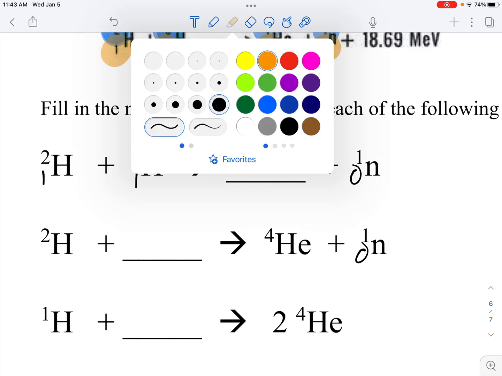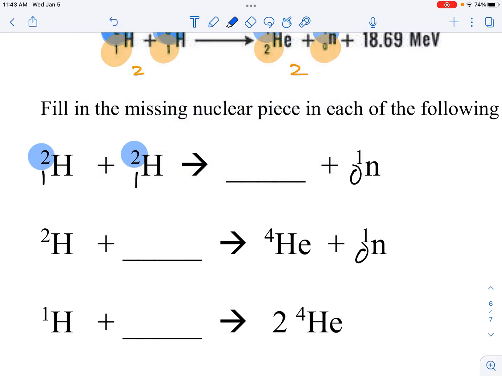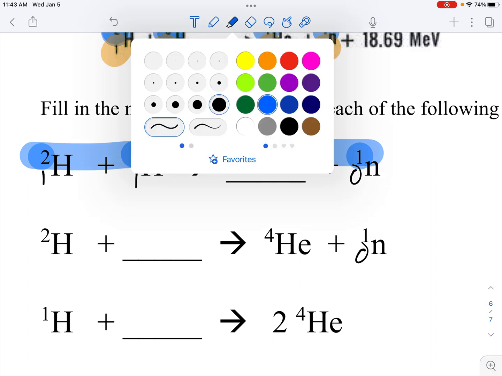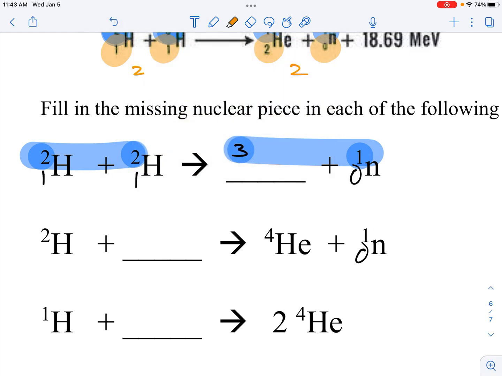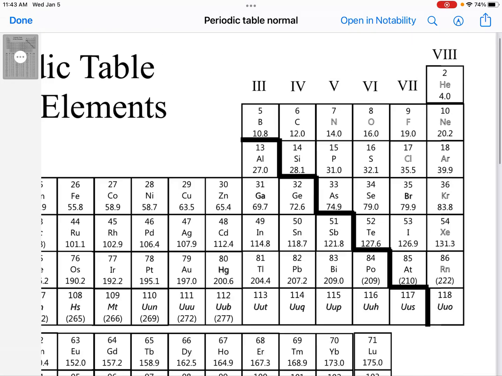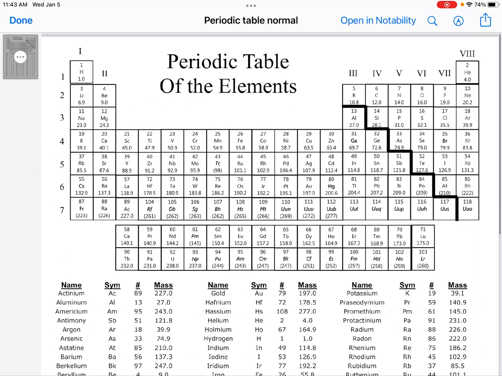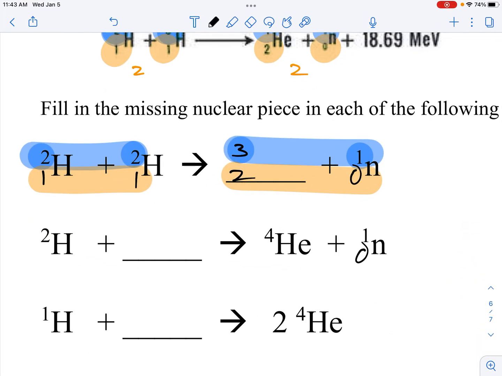So let's take a look at what happens up top here. Up top here, I've got 2 and 2, and then I've got 1 over here. So again, all I need to do is put a 3 there so that the 3 and the 1 go together with the 2 and the 2 so that the top numbers match at 4. And again, it doesn't matter what the number is as long as they match. And down here, I've got 1 and 1, and then something and 0. So obviously, that's going to be number 2. And without even looking it up, although I will, number 2, again, is helium here. So that would be an atom of helium that's there.